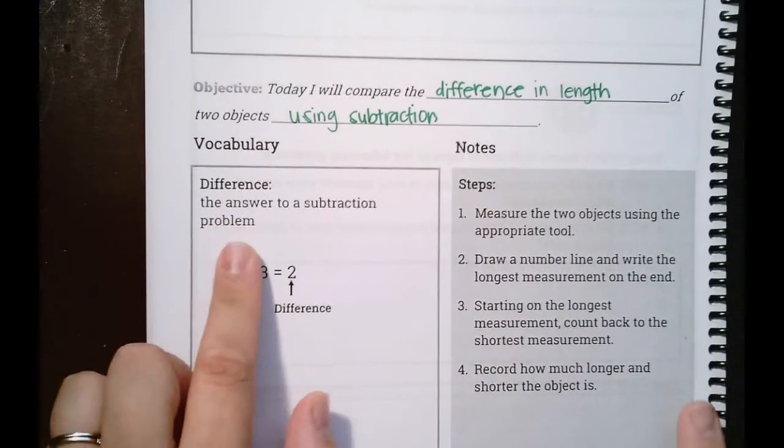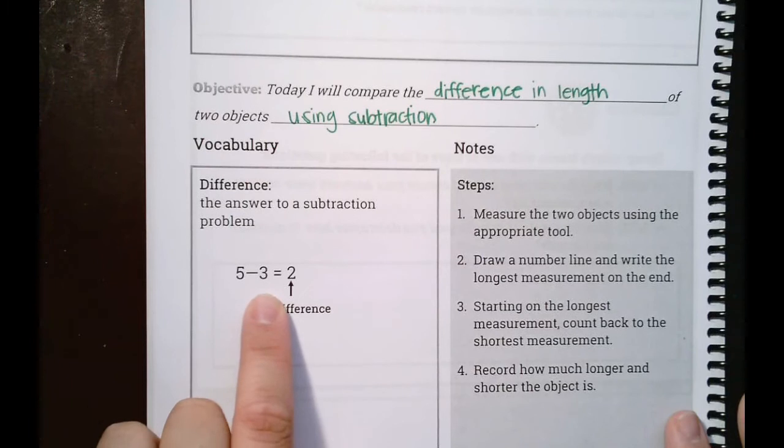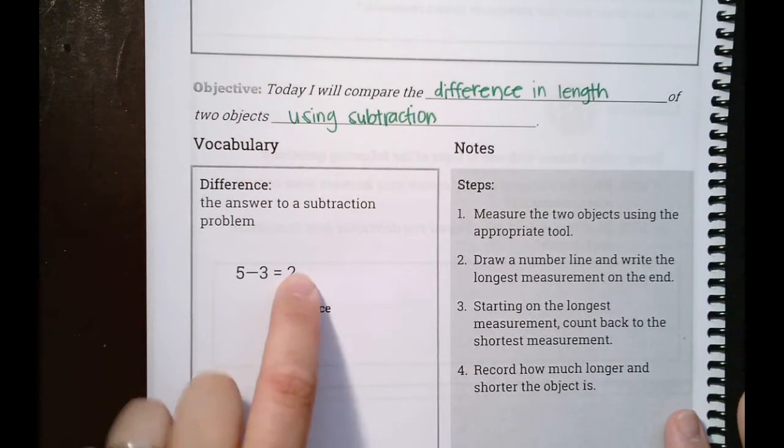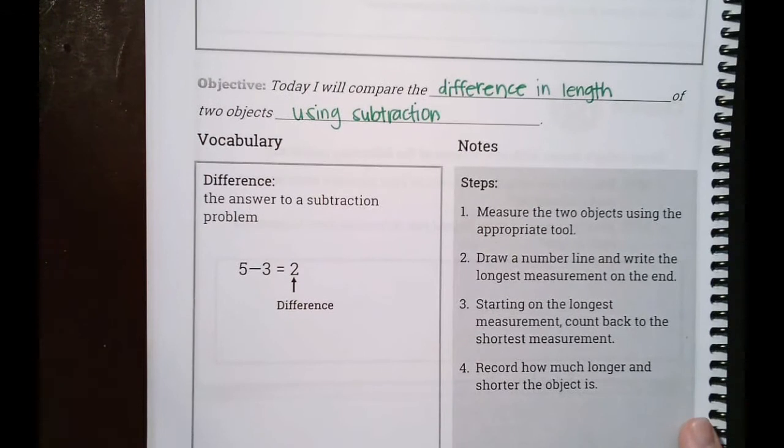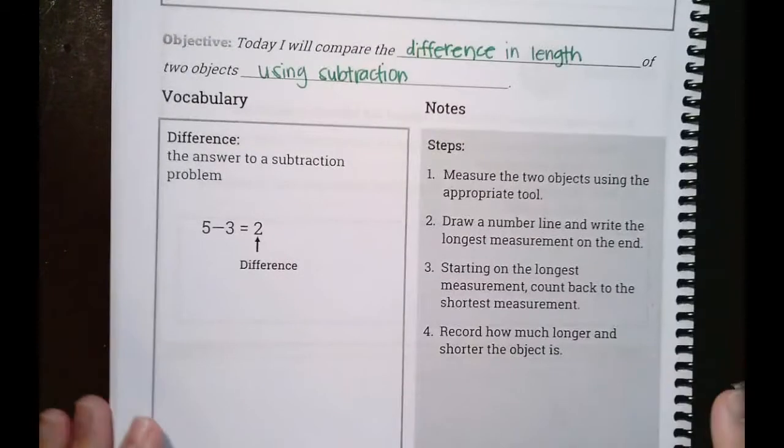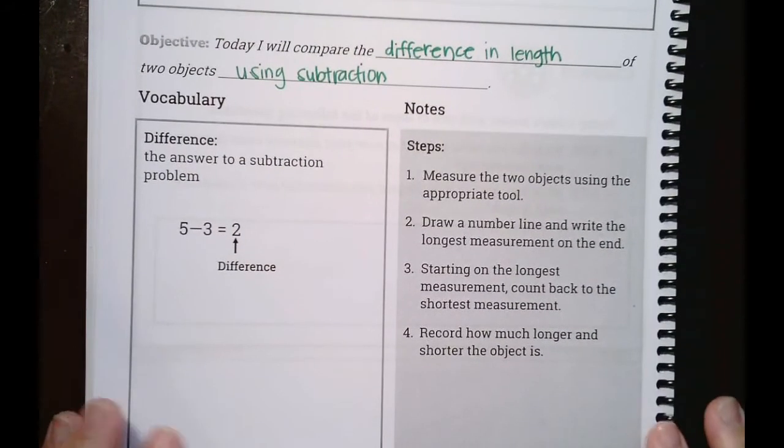The answer to a subtraction problem. All right, so 5 minus 3, what is the answer? Is the difference 2. What is the difference? 2. Okay, so here are our steps. Step 1 is to measure the two objects using the appropriate tool.